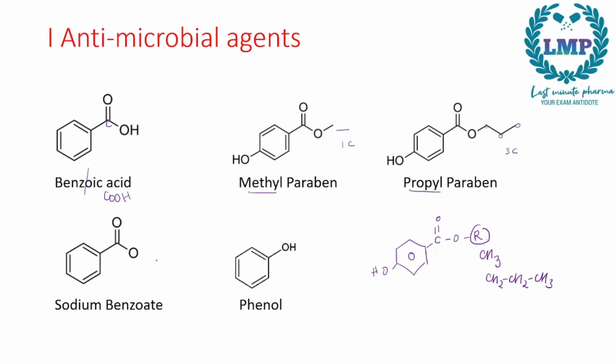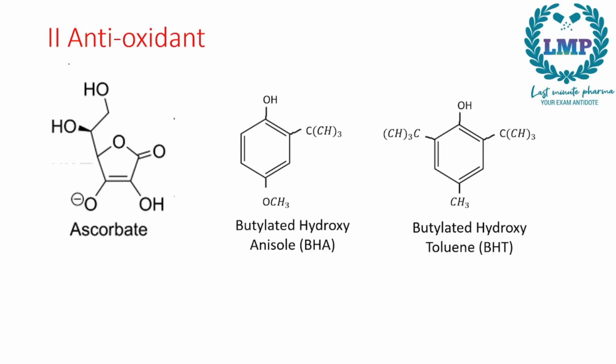Next we have sodium benzoate. In sodium benzoate we have the sodium salt of benzoic acid. So we'll draw benzoic acid first, and replace the H with O minus Na plus. So that is sodium benzoate. Next we have phenol. Phenol is benzene with an OH group. So next up we have antioxidants. In antioxidants we have ascorbic acid, butylated hydroxyanisole and butylated hydroxytoluene. So first we will see ascorbic acid, also known as vitamin C.